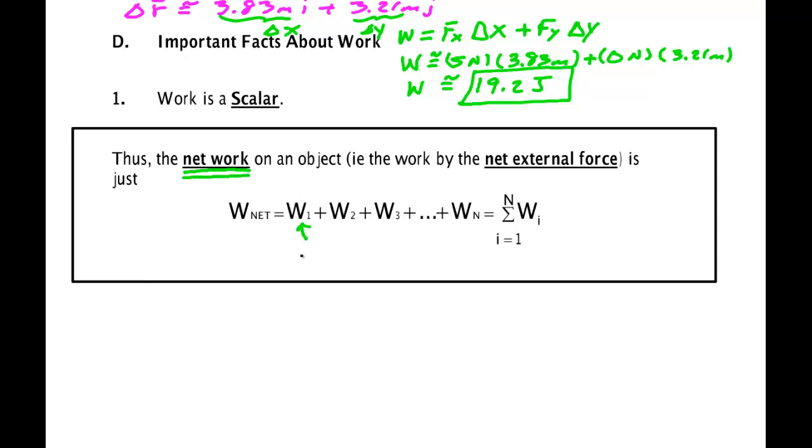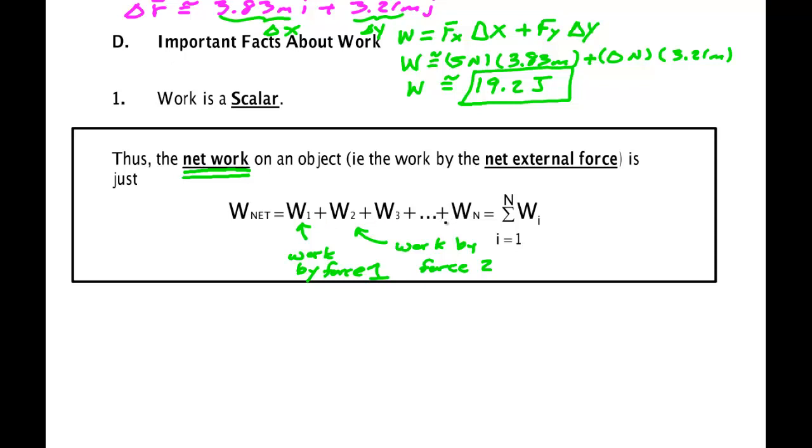So here's the work by force 1. Then this would be the work by force 2. And so on and so forth. This is better than summing up the vectors first vectorially and then computing the displacement dotted into that force. And the reason is that some of the forces may do no work, and therefore their terms may be 0. This is basically nothing more than just adding up scalars.